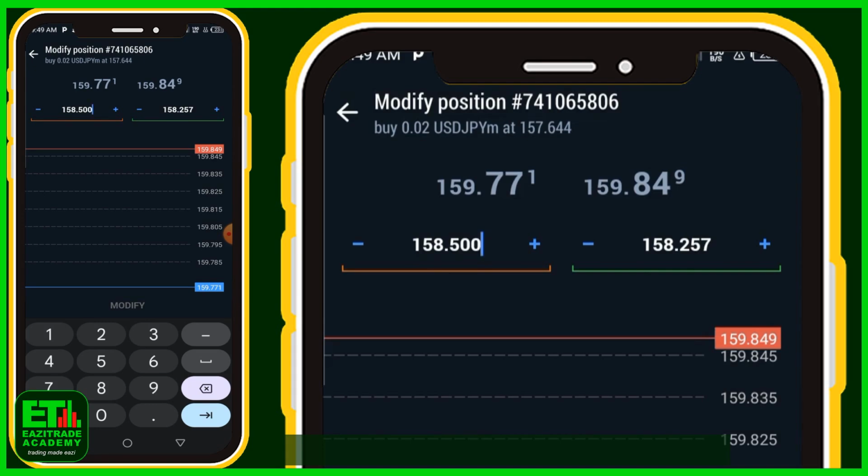So for take profits for a sell, the take profit must be what? If it's a sell, the take profit must be what? Lower than the entry price. While if it's a buy, the take profit must be higher than the entry price.